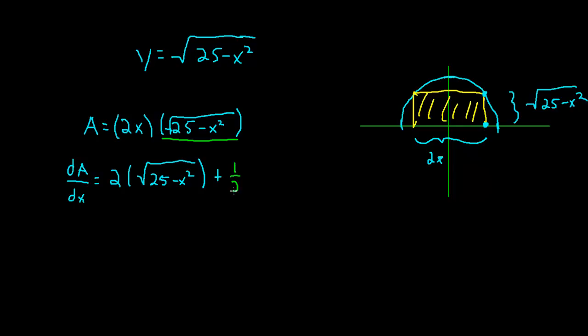So it will be 1/2 times the quantity of 25 minus x squared raised to the negative 1/2. Now we have to use a little bit of chain rule. Chain rule just says go back inside into your inside function and take the derivative of that, and that will be negative 2x. So there's the derivative of your second function, and now we have to multiply it by our first function. Okay, there's your derivative.